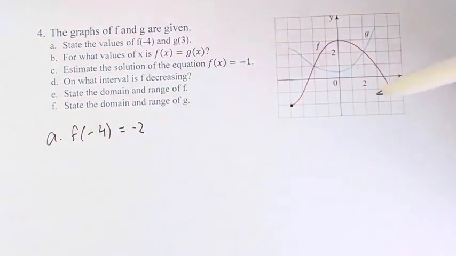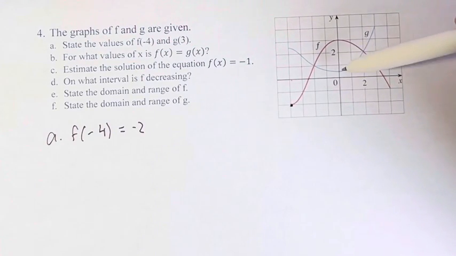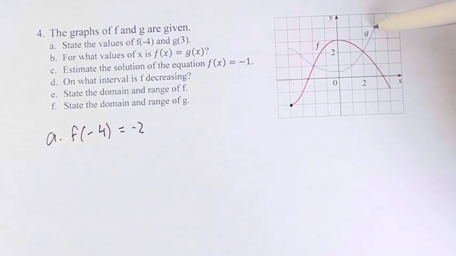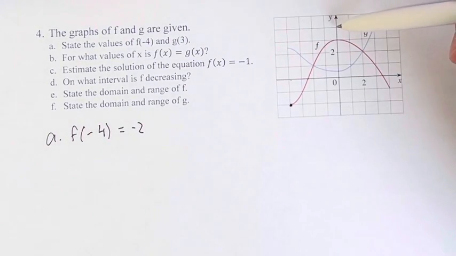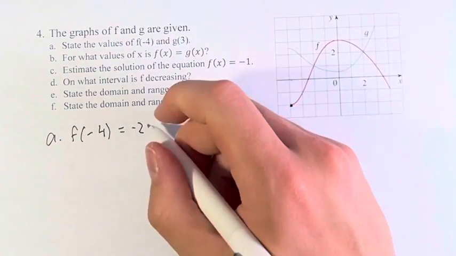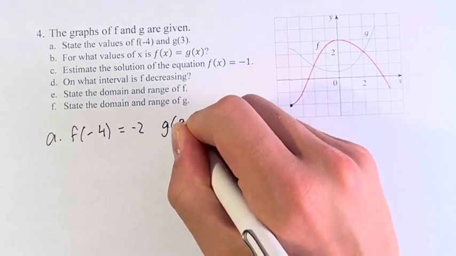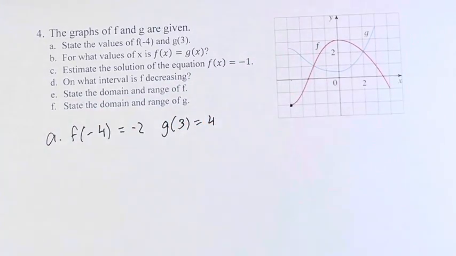Similar thing, g of 3: we go x is equal to 1, 2, 3, and we go up until we see g, the blue one, at a y value of 4. So g of 3 is equal to 4.